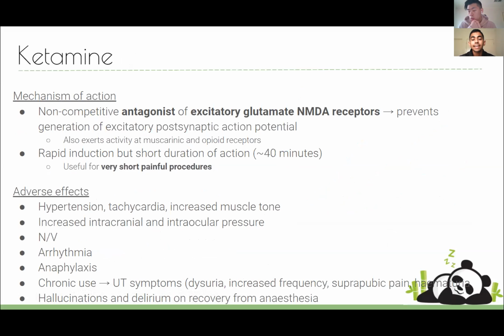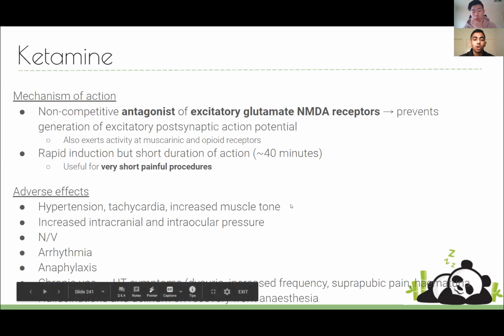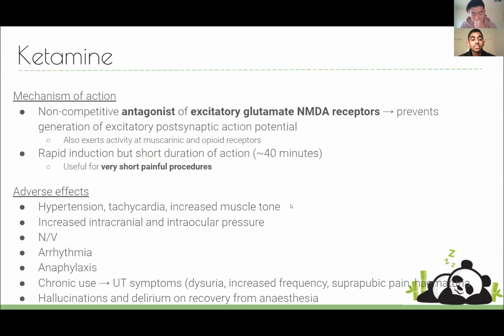So it's an antagonist at our NMDA, at our excitatory glutamate receptors. So it's going to be blocking the excitation instead of increasing the inhibition pretty much. It can also affect muscarinic and opioid receptors. So you're more likely to get side effects if you're using opioids and anti-muscarinics as well, because they're all acting on the same receptors.